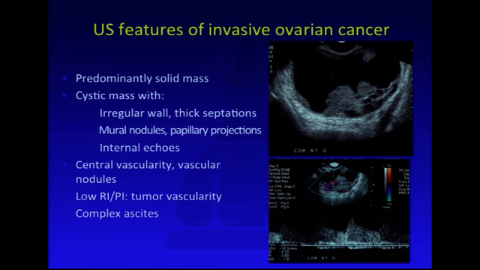By contrast, ultrasound features of invasive ovarian cancer include the fact that it would be either a predominantly solid mass or, as in this patient, a cystic mass with thick wall, irregular thick septation, or large soft tissue nodules with papillary projections. There might be internal echoes. Note here even this wall is thickened. And then there may be either central vascularity in solid masses or vascular nodules, as you can see here, with tumor vascularity, again low RI-PI type of flow in this soft tissue nodule. Also look for complex ascites. And this was an endometrioid cancer.